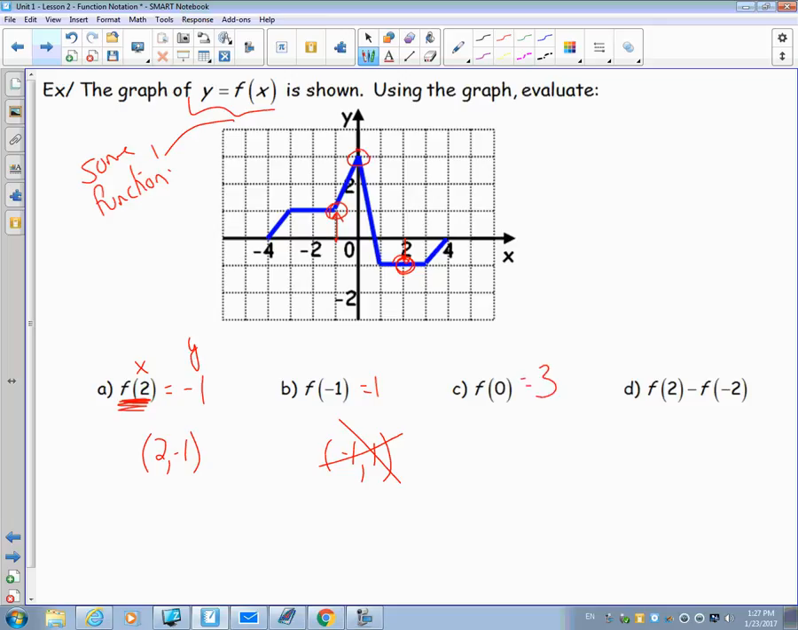And the reason we really use this is we can do things like part D. We can do some operations with functions. So I want to find f at 2 minus f at negative 2. So our function at 2 we already figured out. That was right here, negative 1, minus, where's f at negative 2? f at negative 2 is right here. It's positive 1. So if I combine those two things together, I get negative 2. We're combining them by just subtracting. Okay, so we can pick points off of a function by using our function notation.